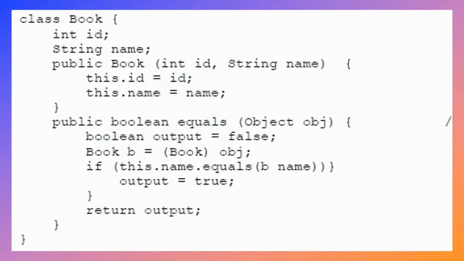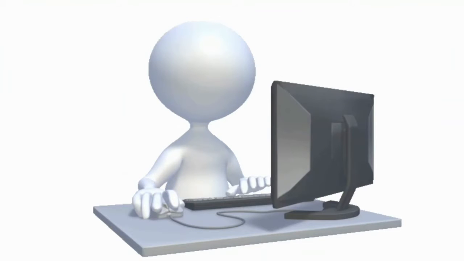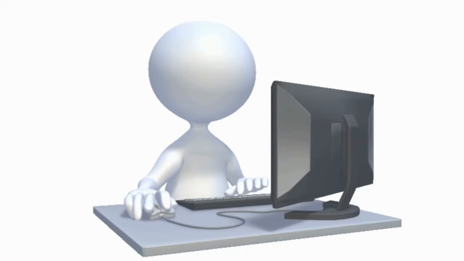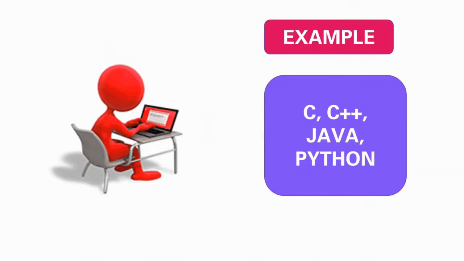High-level language is written in English, and it is easily understood by a human. The programmer can write programs easily using a high-level language. It is not understood by the computer. Examples of high-level languages are C, C++, Java, Python, etc.